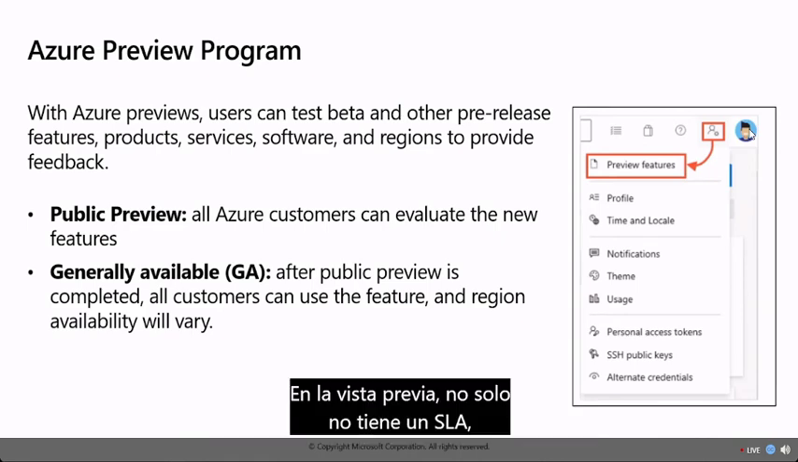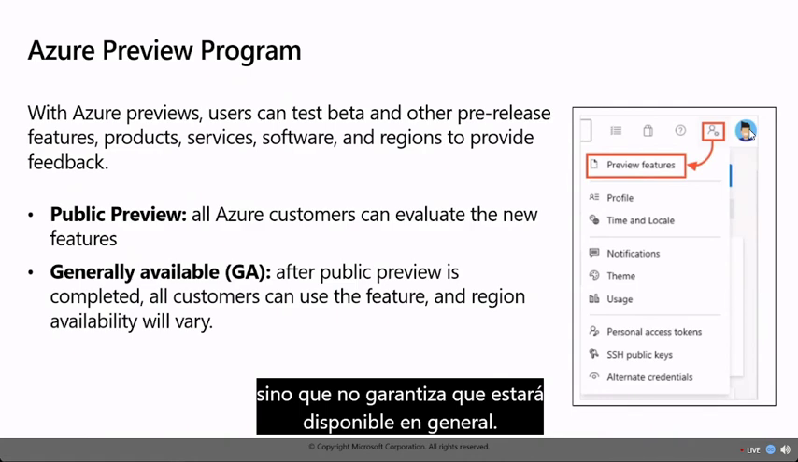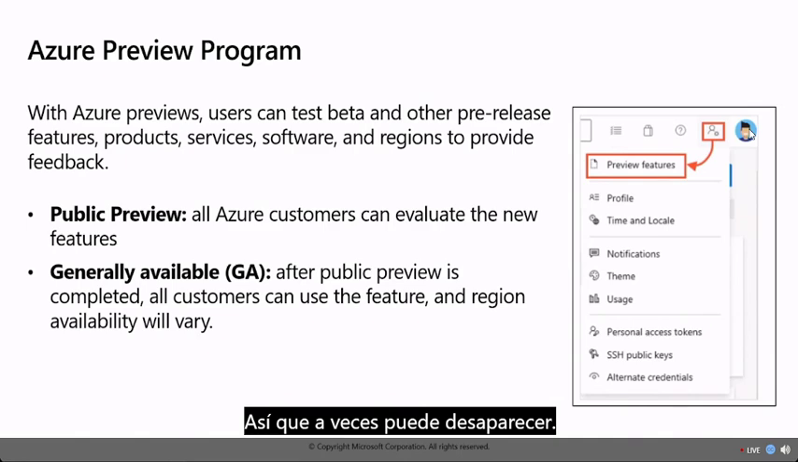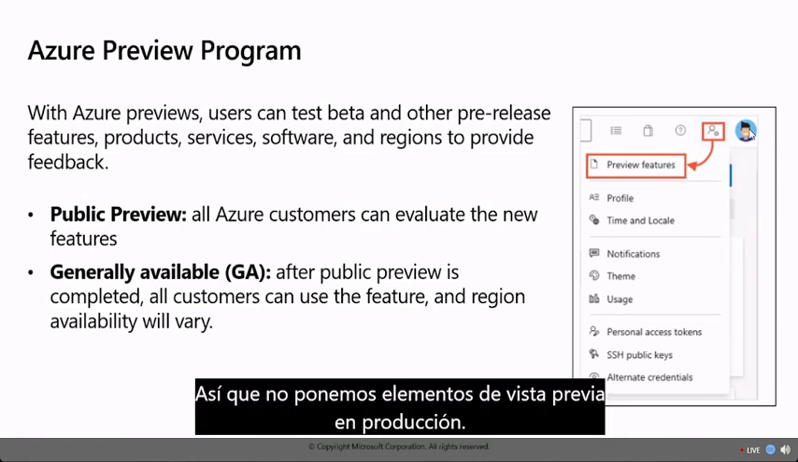When it's in preview, not only does it not have an SLA, but there is no guarantee that it will make it to general availability. So sometimes it might disappear. And if you put preview in production and it disappears, oh my goodness, things can break, things go terrible, it's chaos, everybody's freaking out. Just don't do it, please. So we don't put preview things in production.